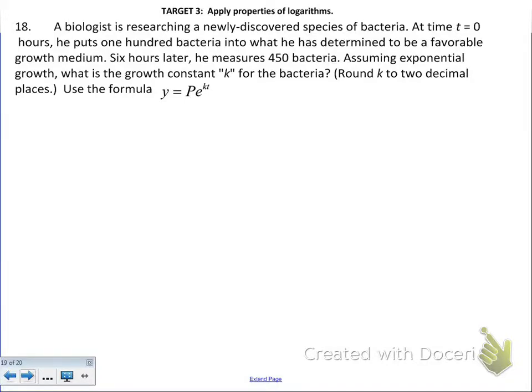Okay, a biologist is researching a newly discovered species of bacteria. At time t equals 0 hours, he puts 100 bacteria into what he has determined to be a favorable growth medium. 6 hours later, he measures 450 bacteria. Assuming exponential growth, what is the growth constant k for the bacteria? Round k to 2 decimal places. Use the formula y equals P e to the kt.